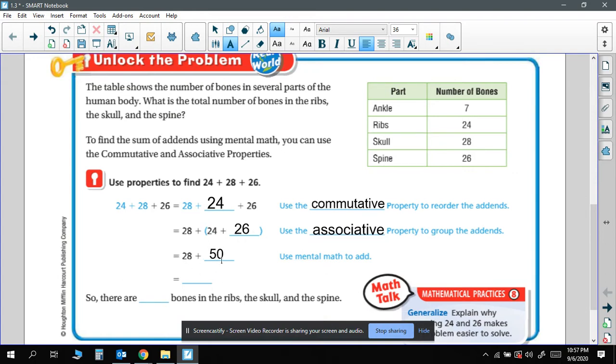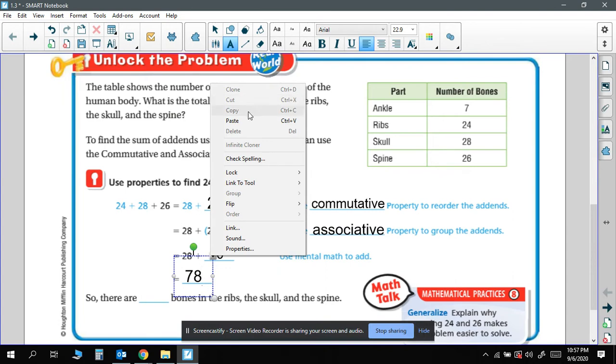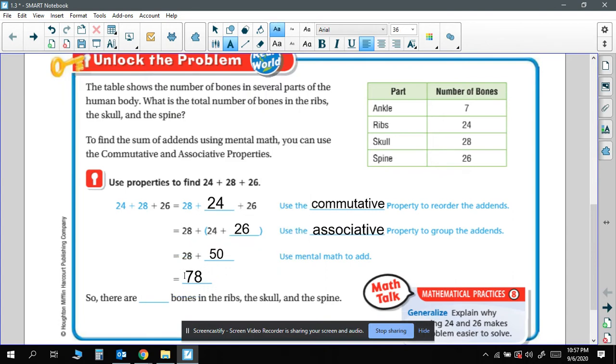Now when we look at this, 50 and 28, well, 5 plus 2 is 7, and then 8 plus 0 is 8. That's going to give you 78. Okay, so copy that. So there are 78 bones in the ribs, the skull, and the spine. Okay?